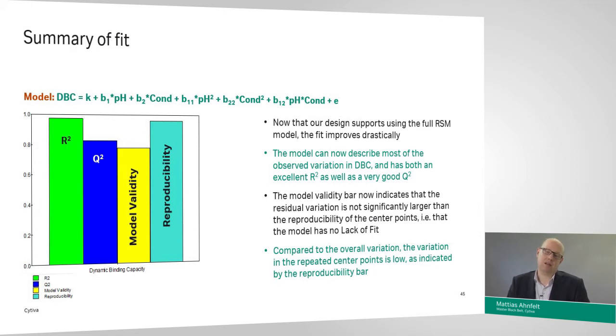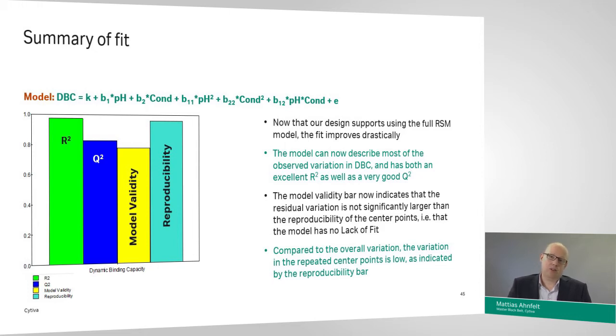So it's an assessment, an estimation that around 80% of future variation would be possible to predict accurately by this polynomial model. The model validity also is very good. The model validity was the statistic coming from the ANOVA table that compares the residual variation to the overall replicate variation across the center points, or whatever experiments that have been replicated. In this case, it's the center points that we have replicated. And finally, the reproducibility is still very good.